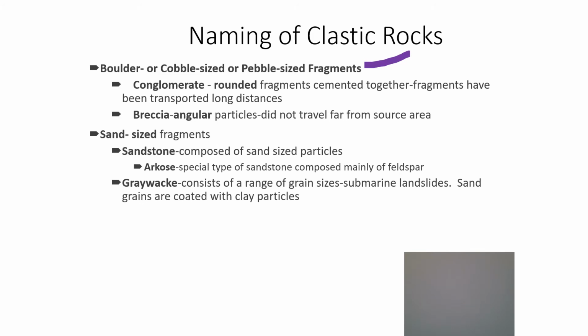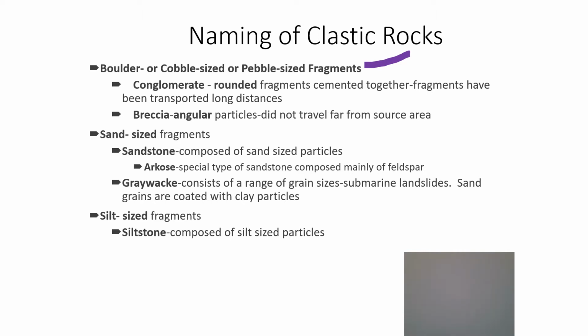If the rock is composed of boulders, cobbles, pebbles, and those boulders, cobbles, pebbles are rounded, it's called a conglomerate. We could go even further, and depending on what the sediments are made of, we could say a sandstone conglomerate or a quartz conglomerate. If the particles are angular, we call the rock a breccia.